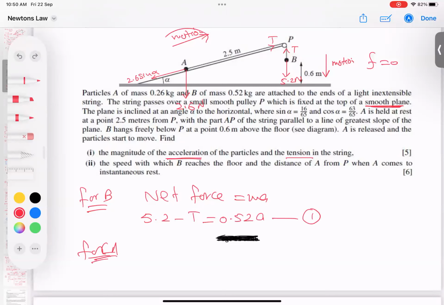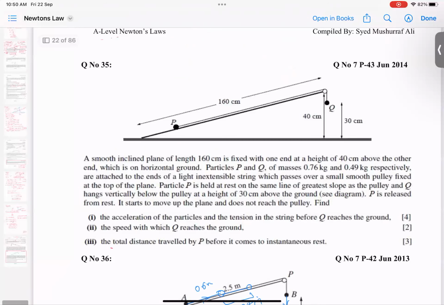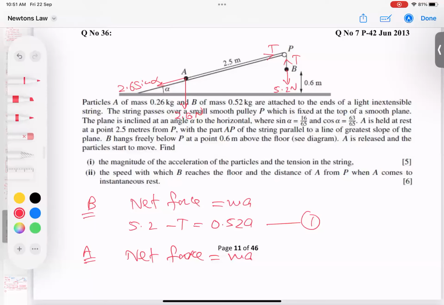Now I'm going to make the same situation for particle A. Because motion is upward, tension is bigger and the weight component is smaller. I'm writing tension minus. Before I write the values, students, we know the sine alpha value is this, so I am going to plug in here 2.6 times 16 over 65. If I type 2.6 into 16 over 65 in the calculator, it gives me 0.64.